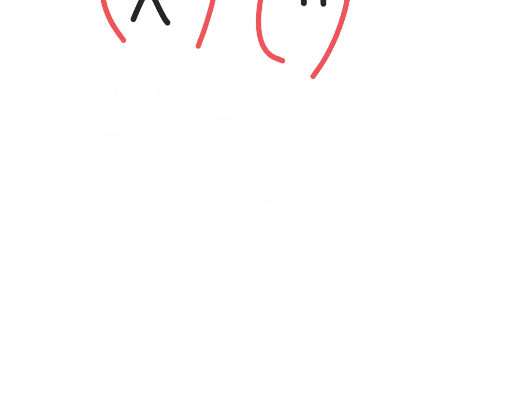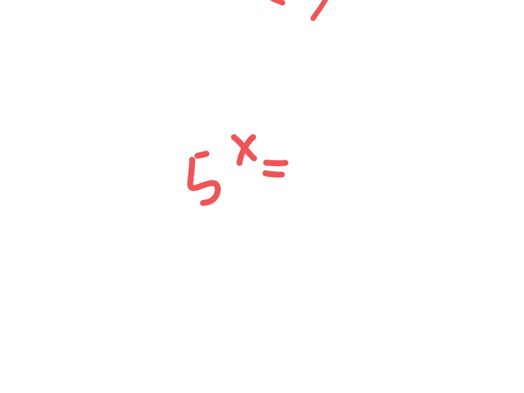All right, but what if it's the other way around? 5 to the x equals, let's say, well, if it was 25, it'd be way too easy. So how about if it's 26? Use a log to solve this one. This one doesn't have a log, and you've got to make it be a log.